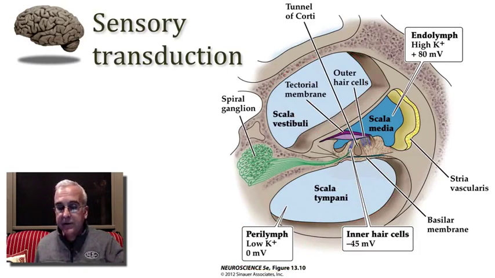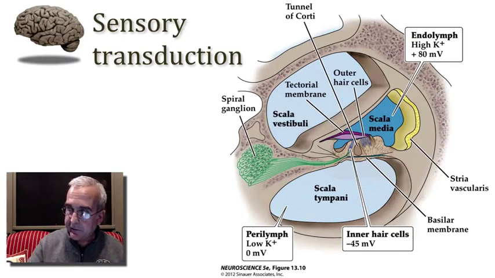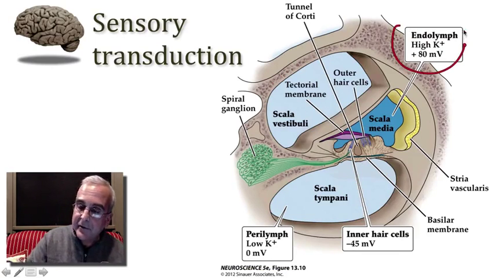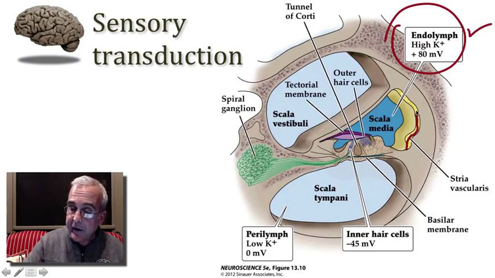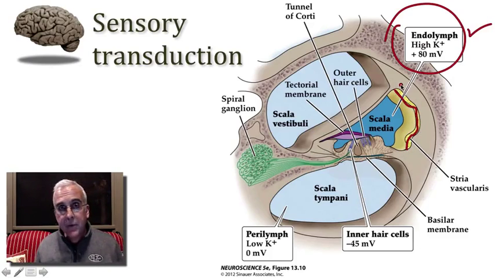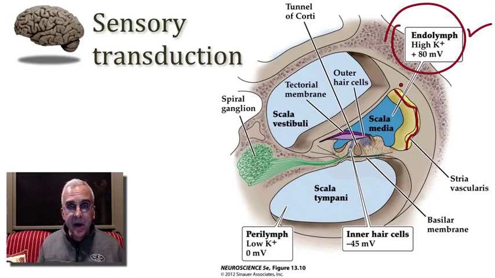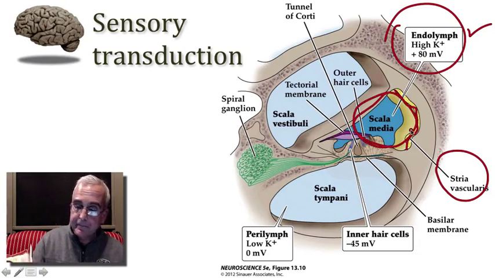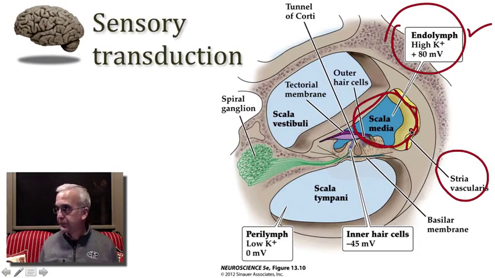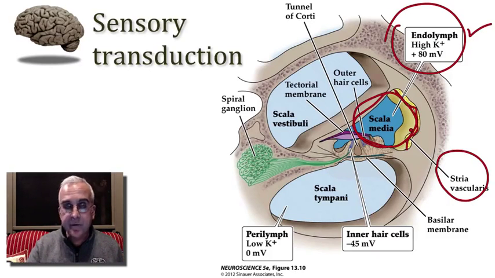Now, the scala media is really distinct in this respect. It has very high levels of potassium. This endolymph is enriched in potassium because of the activity of cells in a highly vascularized structure that has extremely high metabolic activity. It's called the stria vascularis, and this is an epithelium that secretes potassium and concentrates it within this scala media. Now, why is that relevant for sensory transduction?